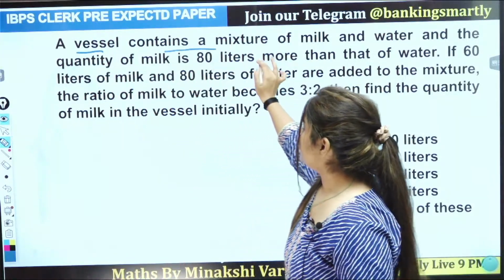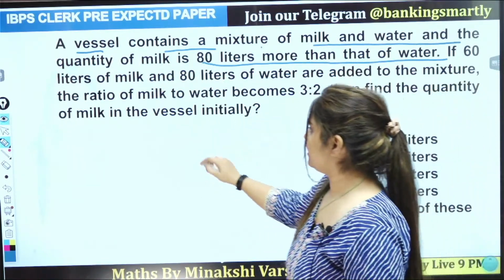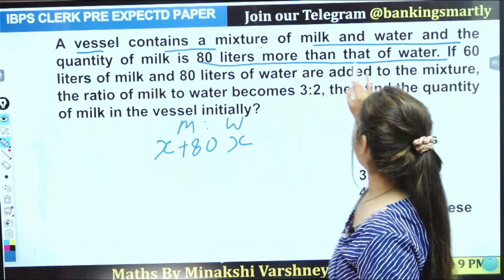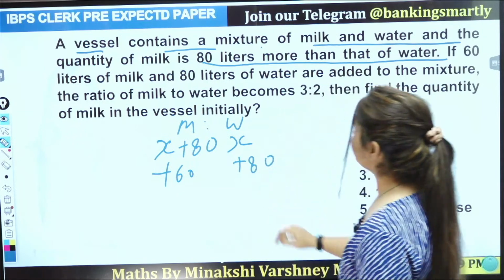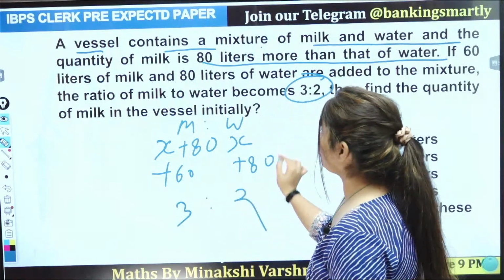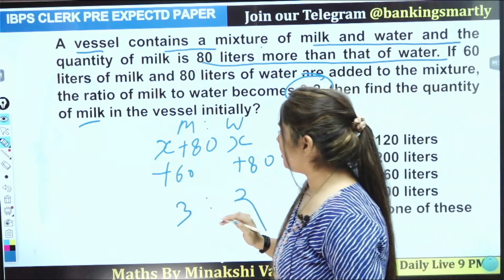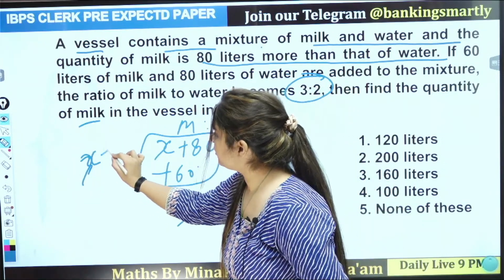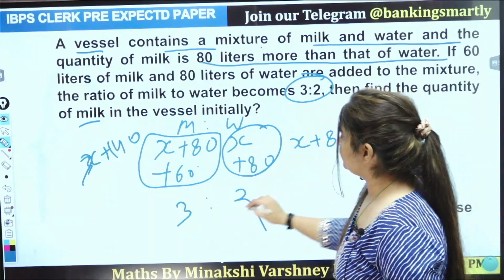A vessel contains a mixture of milk and water. The quantity of milk is 80 liters more than the water. Suppose water is x, so milk is x plus 80. Now if 60 liters of milk and 80 liters of water are added, the ratio of milk and water is 3:2. Then find the quantity of milk in the vessel initially. That means you know one thing now: milk is completely x plus 140, and water is x plus 80, and the ratio would be 3:2.